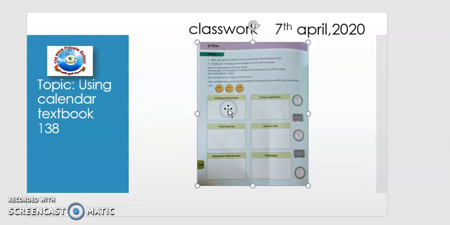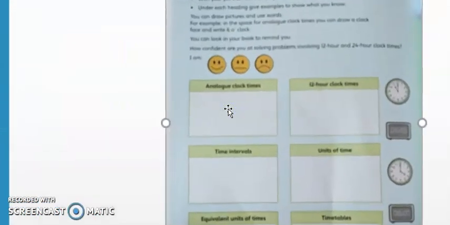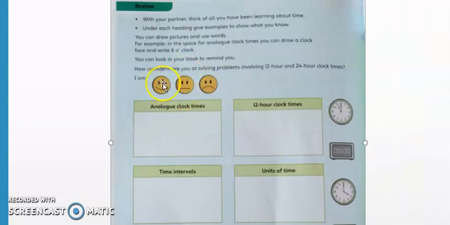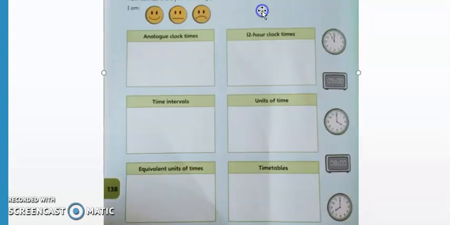Okay, so now here is chapter 7th April 2020, textbook page 138. This is the textbook page. You have to open it. Here, they said on this page that you have to mark how much you know about the 12-hour format clock and the 24-hour format clock. You can convert a 12-hour clock to 24-hour notation. Like if you have 4 p.m., can you write this in 24-hour notation? And each and everything in this chapter, if you know it correctly, then you have to mark it according to that.